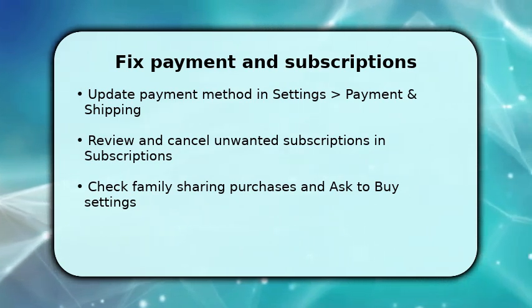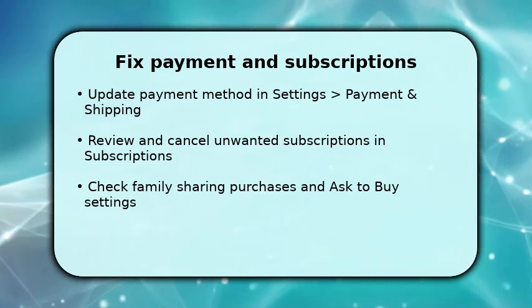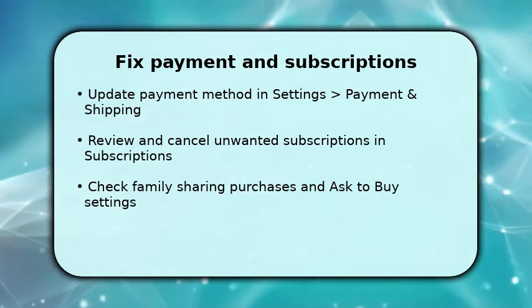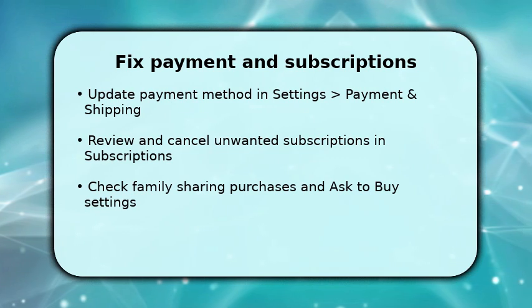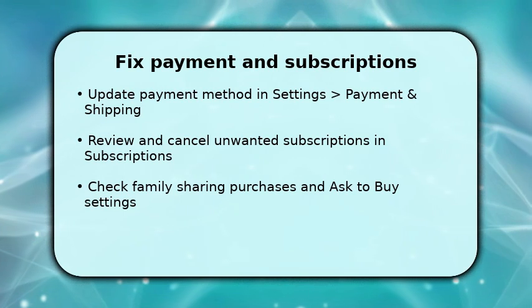Recurring fees stop immediately for future cycles. Also confirm family sharing. Make sure purchases aren't charged to a parent's card by mistake. And toggle Ask to Buy if kids are involved. These steps fix incorrect or duplicate charges.